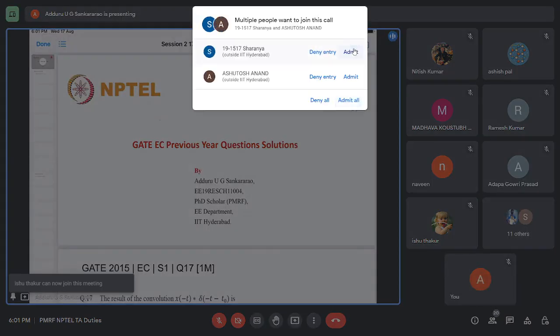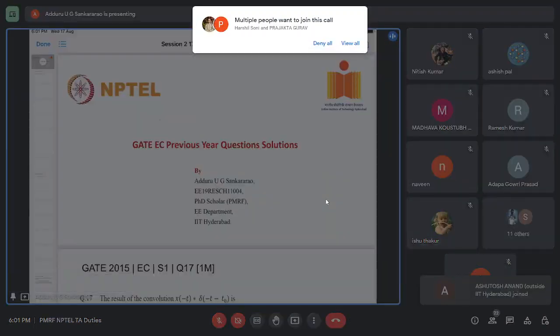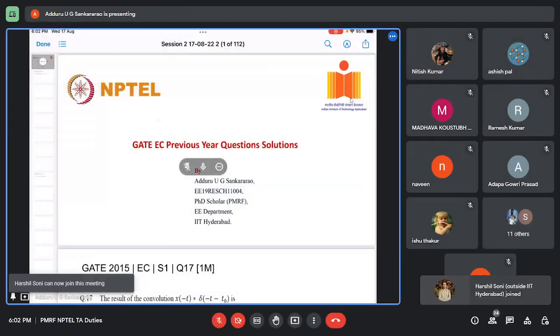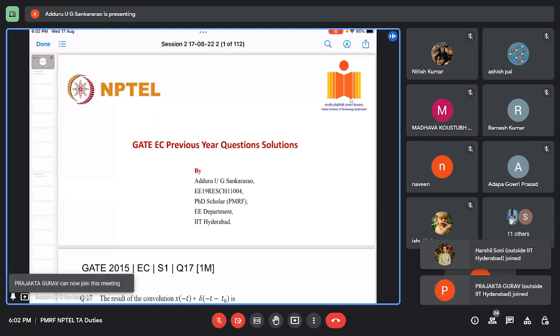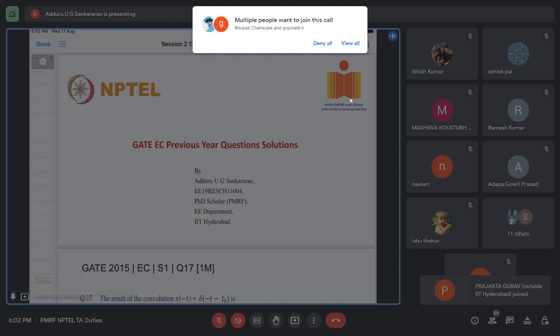Good evening, everyone. I'm Shankar Rao, a PhD scholar from IIT Hyderabad. Today we are going to solve some previous year GATE ECE questions, mostly from signals and systems. In this session, we'll try to solve 5 problems from convolution, Fourier transform, and applications of Fourier transform for sampling.